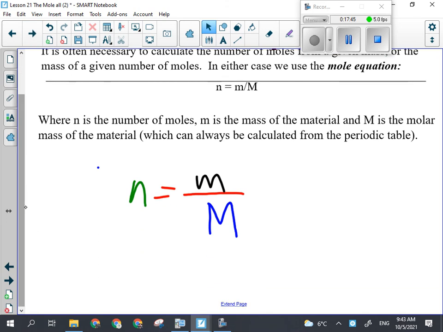n equals little m over big M. Because, you know, chemists have to be difficult. There are 26 letters in the English language, and we use the same one twice in a 3-variable formula.